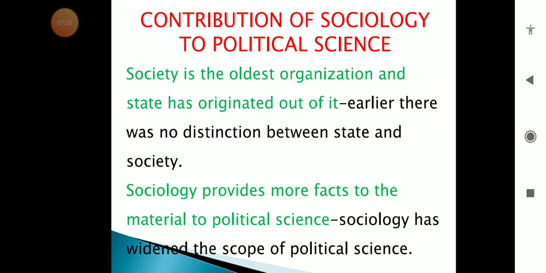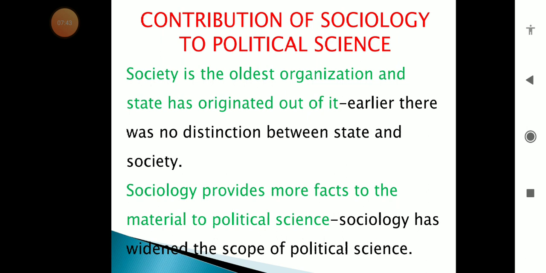Earlier, no distinction was made between state and society, and still we see that we cannot distinguish what is state and what is society. Both are intertwined, in fact. So society is the oldest organization, and out of it the state has originated, and it has become part of society, and society has become part of it. So first family originated, then society, and from that society small states originated, then today's nation state originated.